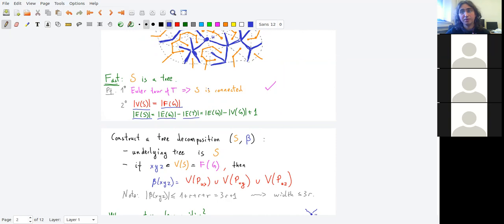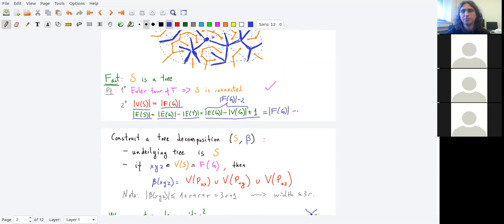Well, the number of vertices minus one, because the tree has one less edge than vertices. The number of vertices of T is the same as the number of vertices of G, because this T was a spanning tree of G, right? So then the number of edges of S is equal to the number of edges of G minus the number of vertices of G plus one. But now from Euler's formula, we know that this is nothing else than the number of faces of G minus two, yeah? So this is equal to the number of faces of G minus one, right?